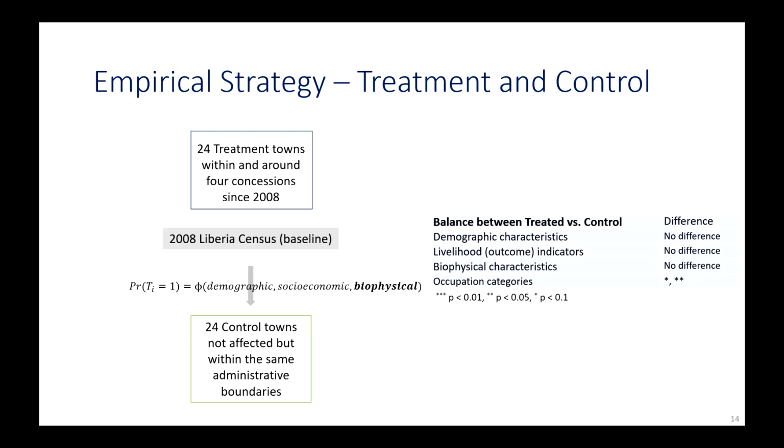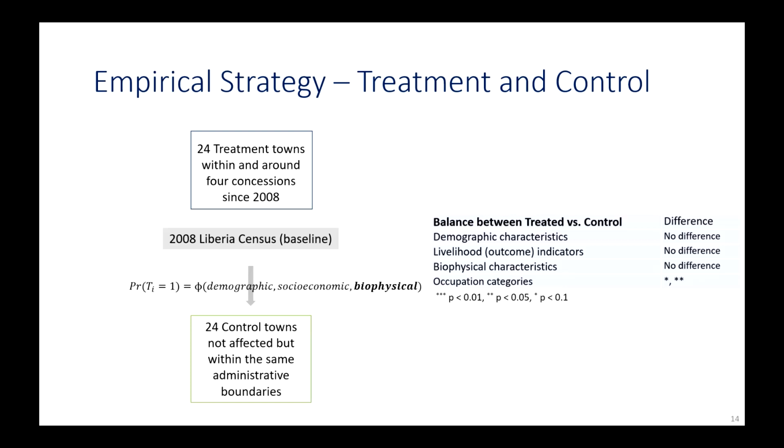So we had a criteria that we listed to come up with a list of towns that are affected by concessions. So we selected 24 towns among those lists. And then using the 2008 Liberia census, we try to find the control towns that are most similar in terms of these characteristics that I listed here with the treatment towns. So we generate a propensity score to be affected by the concessions. And then from the pool of control towns, we selected those that had the highest propensity score to be affected by concessions. And those are 24 towns that we selected.